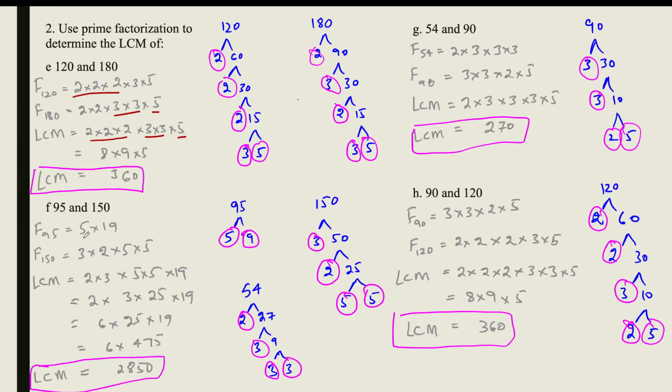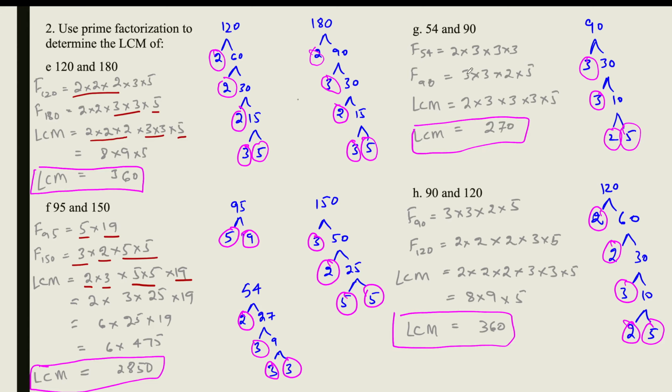The highest power of 5, in 150 we are having 2, and for 95 we are having 1. So the highest power, we are going to consider this. Then the highest power of 3 is 1, the highest power of 2 is 1, the highest power of 19 is also 1. So what we would do, 2 multiplied by 3 multiplied by 5 multiplied by 5 multiplied by 19. We do the multiplication, and we get our lowest common multiple, which is 2850.